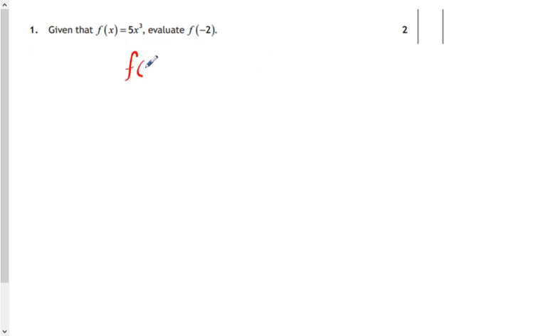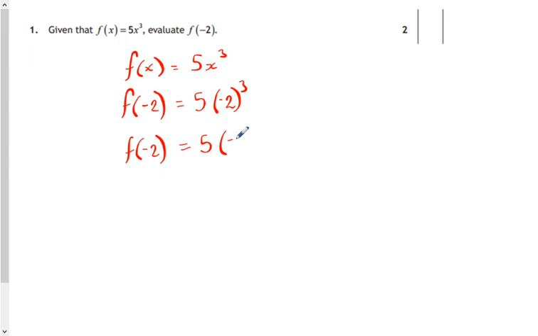So f of x is equal to 5x cubed. So f of negative 2 is going to be 5 times negative 2 cubed. So 2 cubed would be 2 times 2 times 2, which is 8. Negative 2 cubed is going to be negative 8, because we've got an odd power. So what we get there is that f of negative 2 is 5 times negative 8. So f of negative 2 is negative 40.